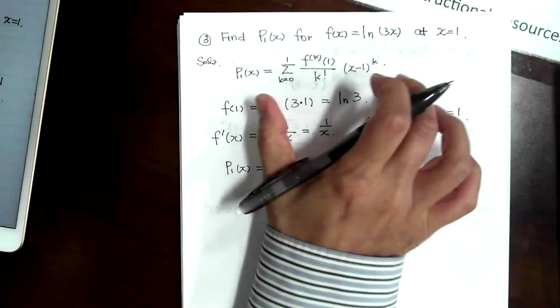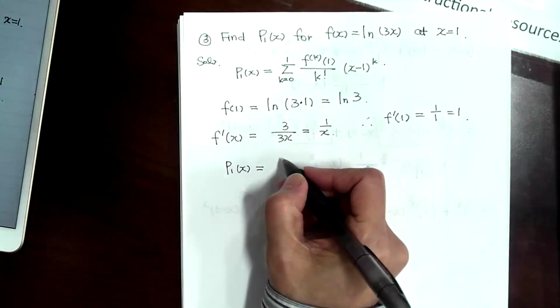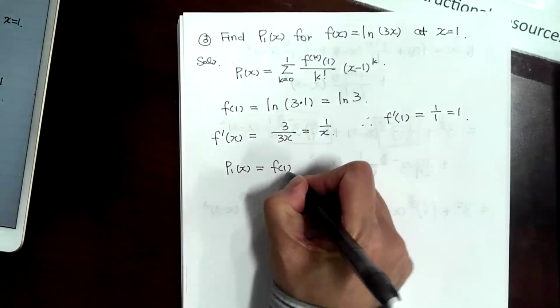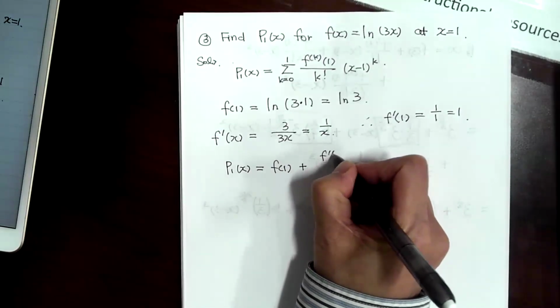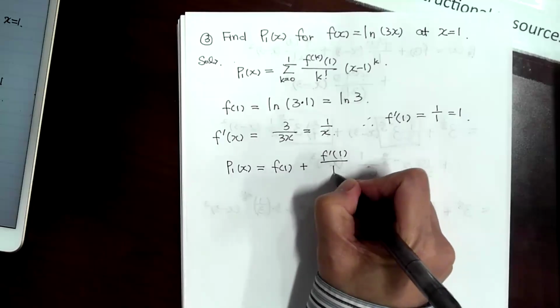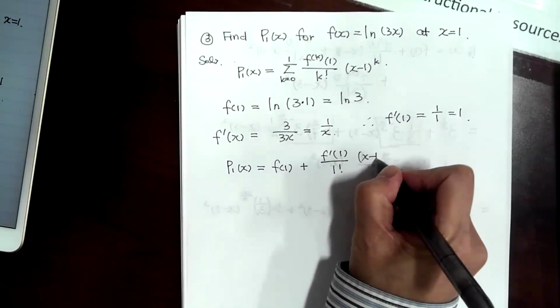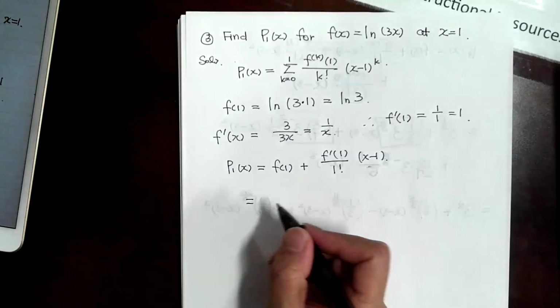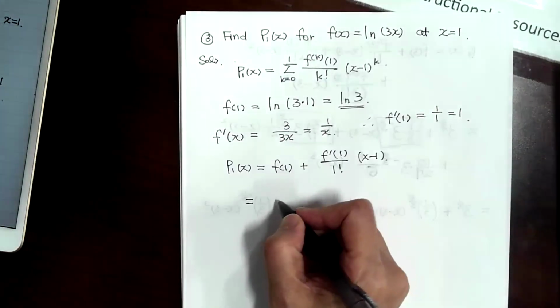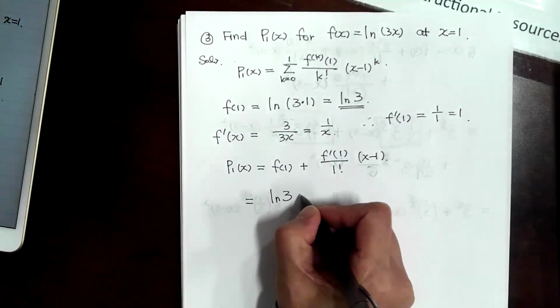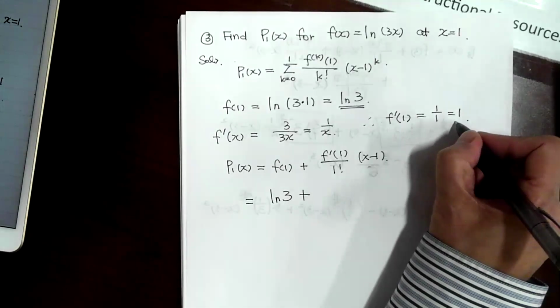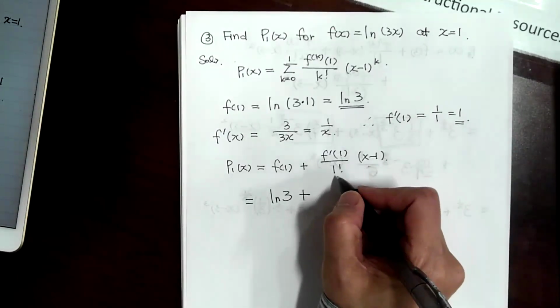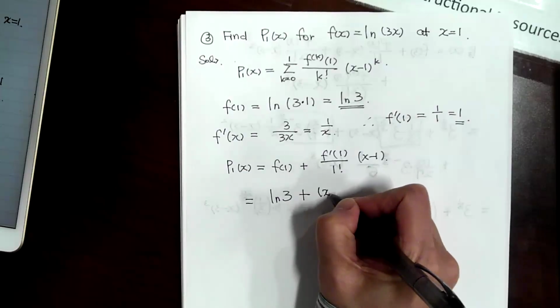When we elaborate this summation notation, it is f of 1 plus f prime of 1 over 1 factorial times (x minus 1). f of 1 is natural log of 3, plus f prime is 1, and 1 over 1 factorial is 1. So x minus 1.